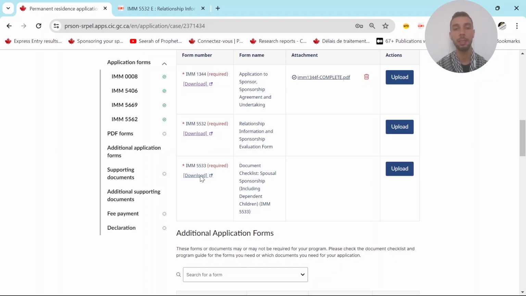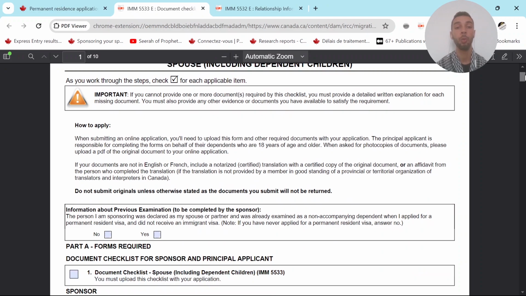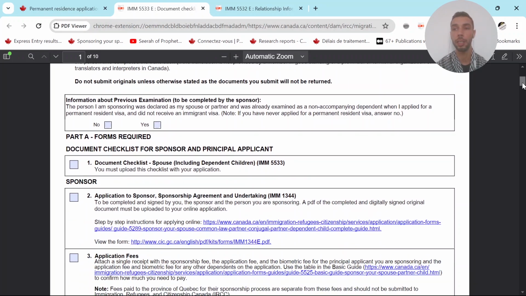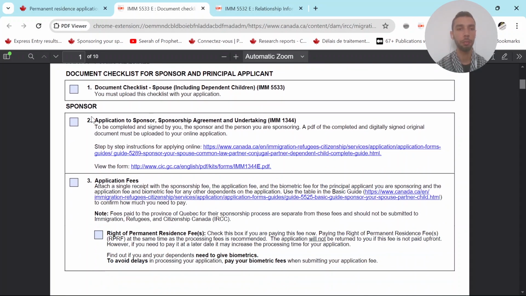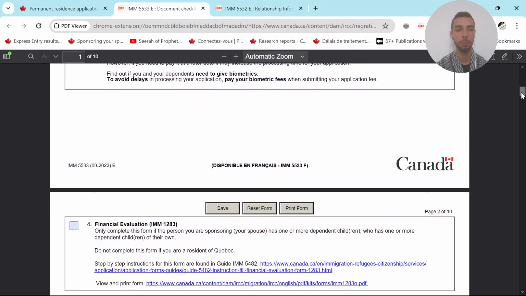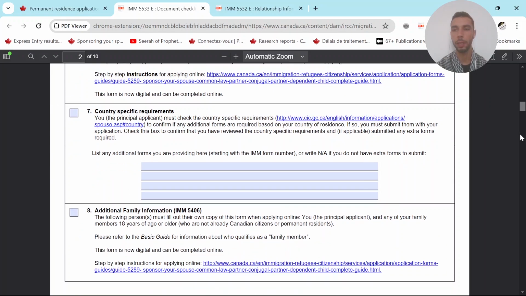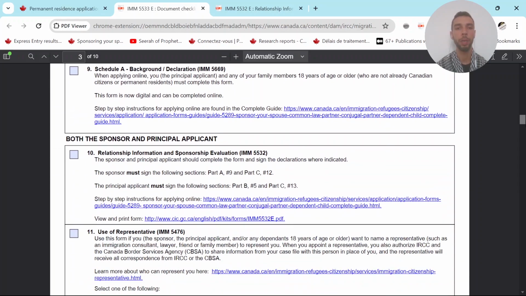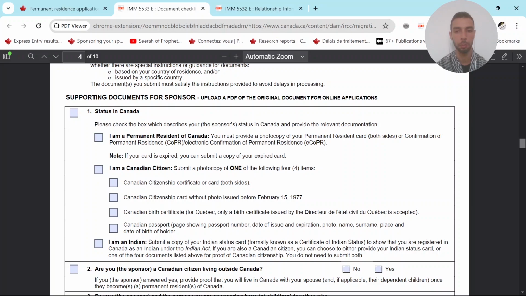Last form you need to upload is the checklist. I encourage you to use this one, but at the end. When you're done, you're going to follow the checklist because it contains all the forms you need to fill. You can see here, document checklist for the spouse, that's IMM 5533. This is the document in question. And all the forms for the sponsor, all the forms for the principal applicant, and for the class of application. So this is quite long. We're not going to cover it in this video, but if you have a specific question, enter it in the comments and I'll do my best to answer you promptly.